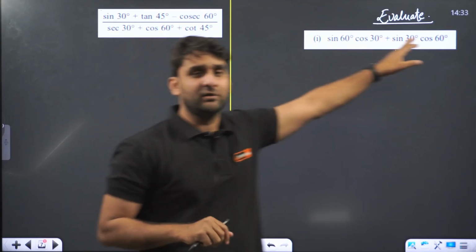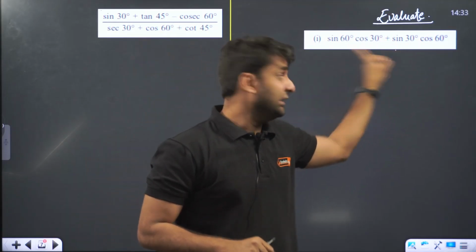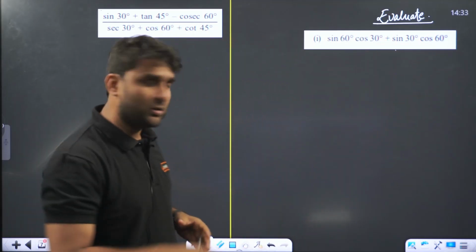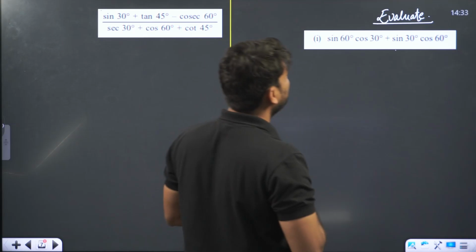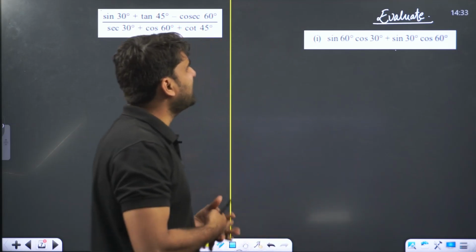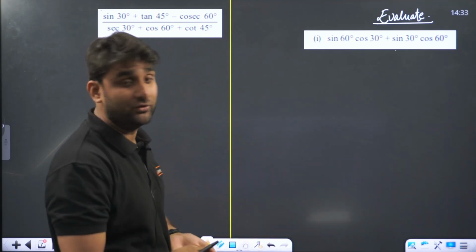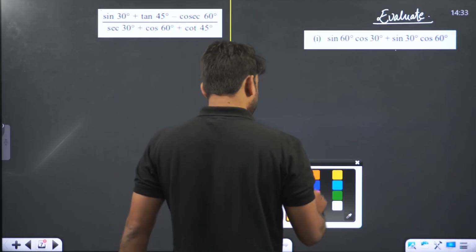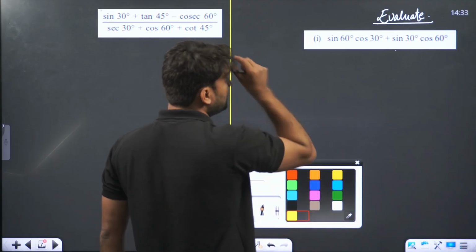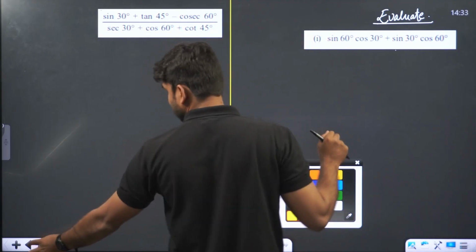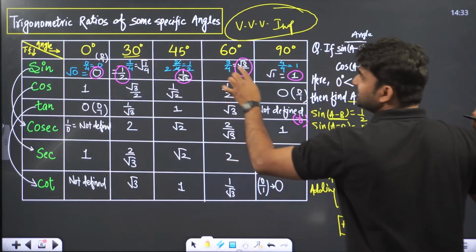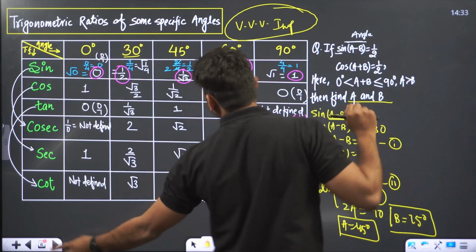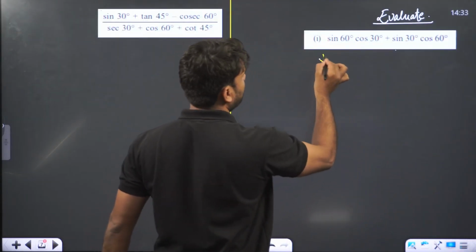So evaluate means we have to find out the value of this given function. Sine 60 cos 30 plus sine 30 cos 60, what should be the value of this? Let's find out. So sine 60, what is sine 60 guys? Come on, sine 60 is root 3 by 2, we have everything.